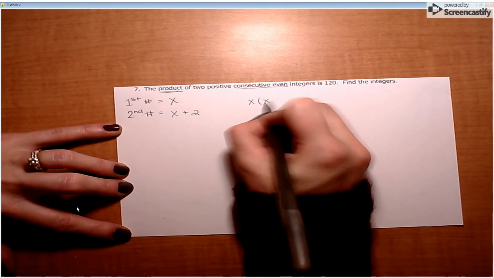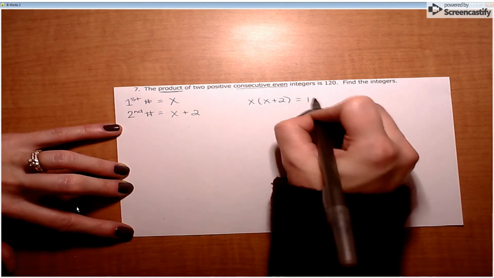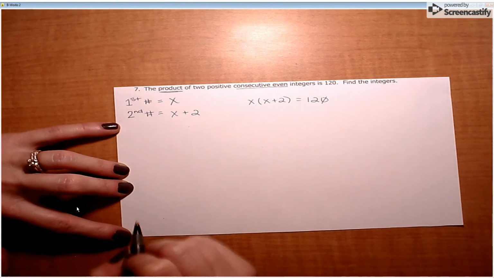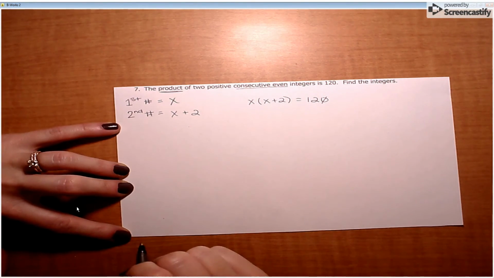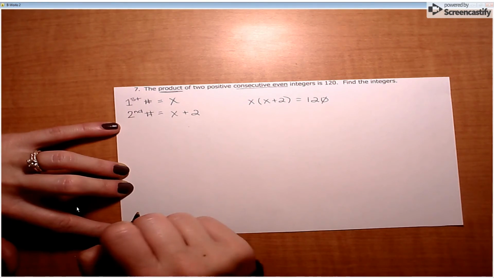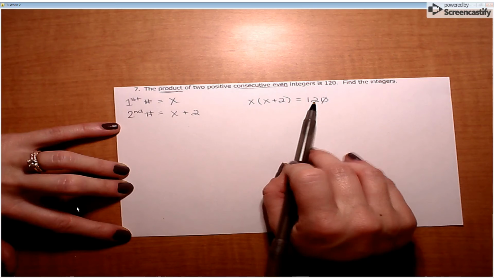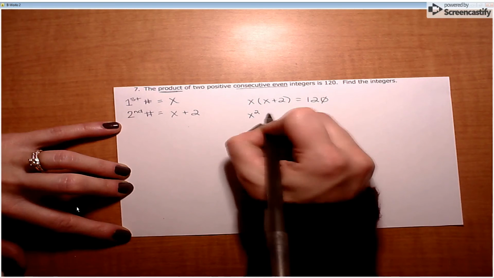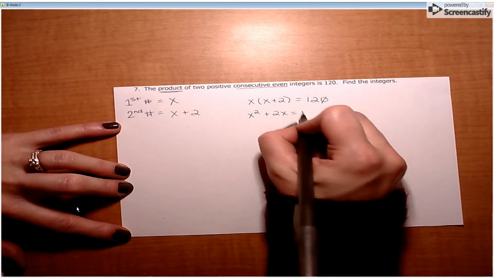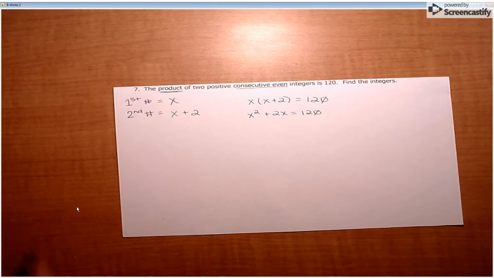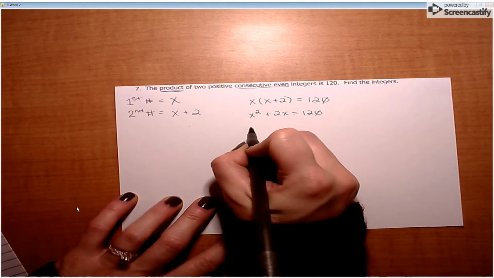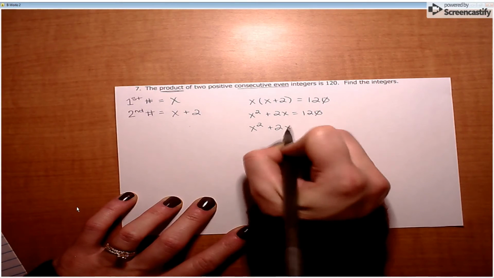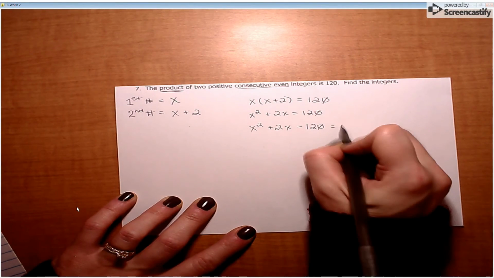Product tells me I need to multiply these two things together. So x times x plus 2 gives me 120. Just like we talked about in the last question, I cannot solve a quadratic unless it is equal to 0. So I need to multiply this through. So this will be x squared plus 2x equals 120. I can't solve unless they are equal to 0, so I need to subtract 120. So I will have x squared plus 2x minus 120 equals 0.